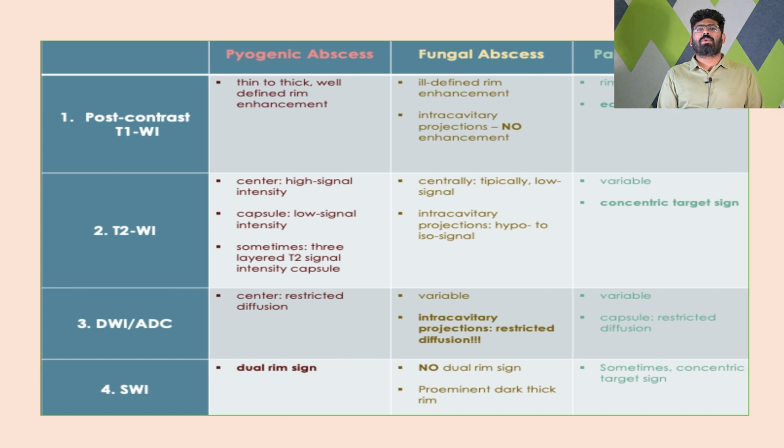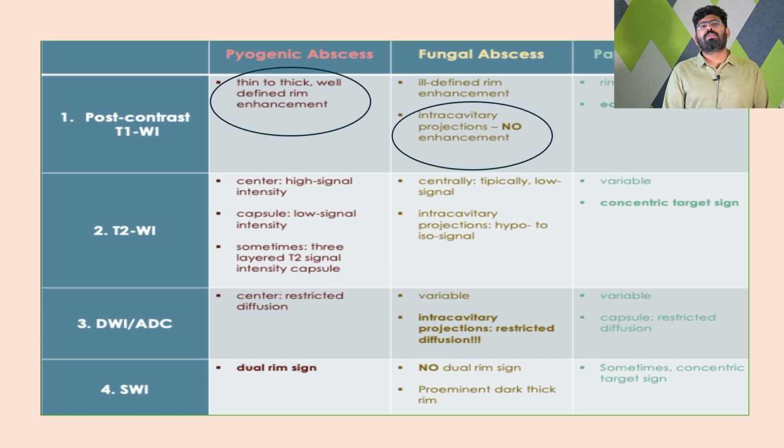On post contrast T1, in pyogenic abscess there is a thin wall and ring enhancement is seen. In fungal abscess, you will see irregular ring enhancement, so everything will show as ring enhanced. These are called ring enhancing lesions. What you can see are the fungal projections, intracavitary fungal projections which don't show enhancement. And in the parasitic, toxoplasmosis, there is the eccentric target sign.